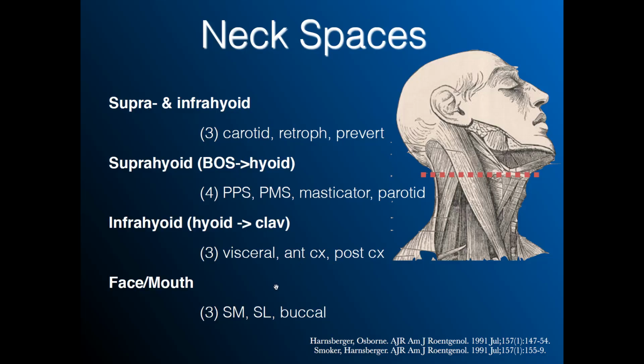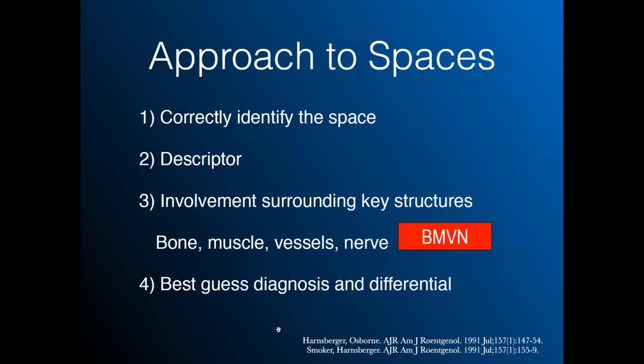And then around the face and mouth, we've got other spaces that I won't have time to talk about as much, and these are the submandibular space, the sublingual space, and the buccal space. So my approach to a case in the head and neck and then spaces is if you see a mass or a collection, try to work out what space it is. And then describe what you're seeing in terms of its margins, its enhancement, whether it's got calcifications, all those things that you would do even for something that was in the thigh. All those are clues to what the pathology is.